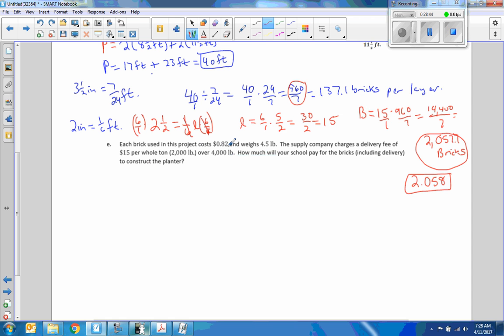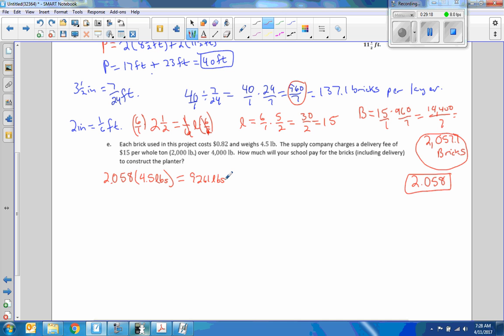So now they're 82 cents each, and I have to set up an equation. If the school purchased 2,058 bricks, what is the total weight of the bricks for the planter? Each brick weighs 4.5 pounds. So the first thing I need to do is take 2,058 times 4.5 pounds, which equals 9,261 pounds.